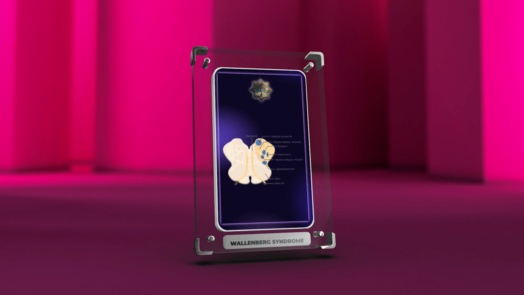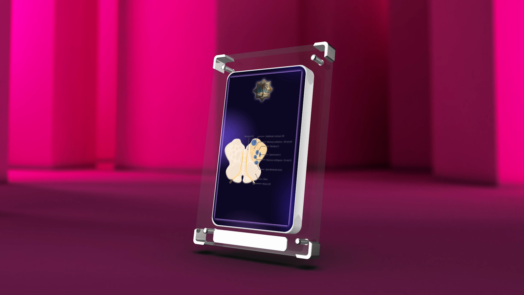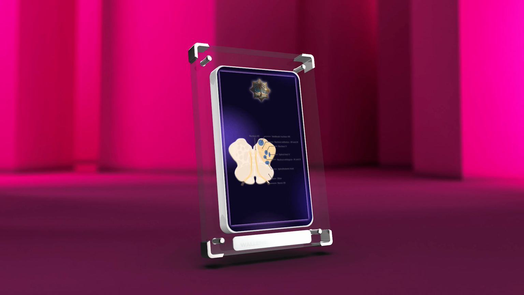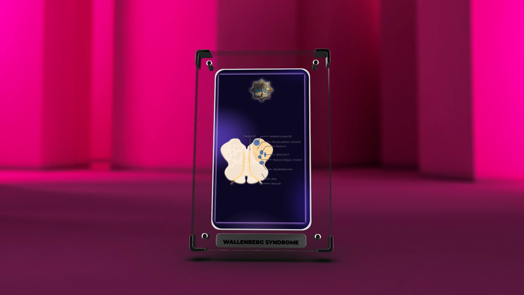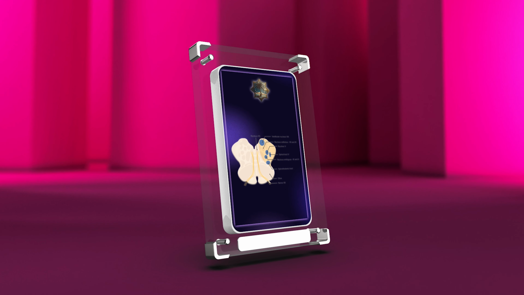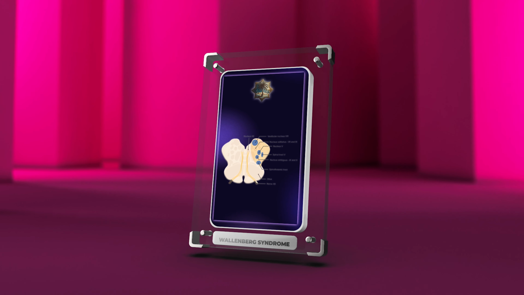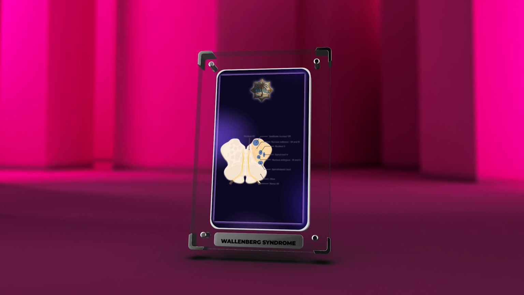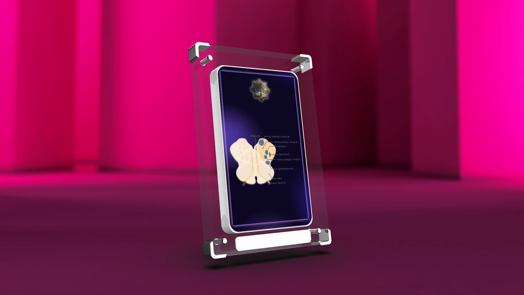In conclusion, Wallenberg syndrome is a fascinating neurological condition that highlights the intricate connections between brainstem anatomy and clinical manifestations. Through a detailed understanding of its pathophysiology, clinical features, and management strategies, we as budding neurologists can contribute to improving the quality of life for patients affected by this syndrome.